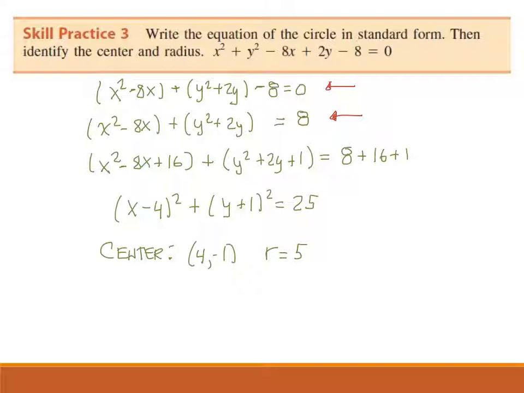And now we are going to complete the square. So we take half of 8 and we square it. So we get x squared minus 8x plus 16 plus y squared plus 2y plus 1. We add the 16 and the 1 on the right hand side of the equation. So we end up with (x minus 4) squared plus (y minus 1) squared is equal to 25. And so our center is at 4, negative 1, and our radius is 5.